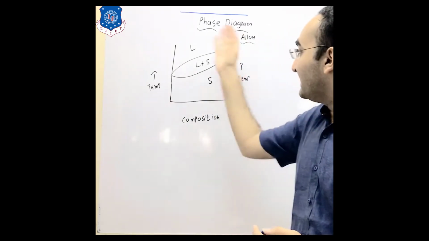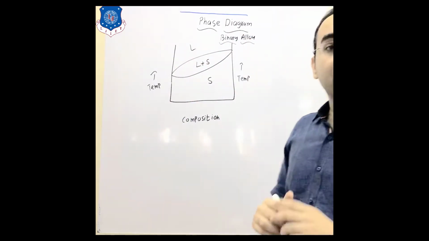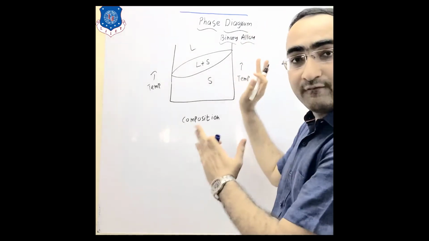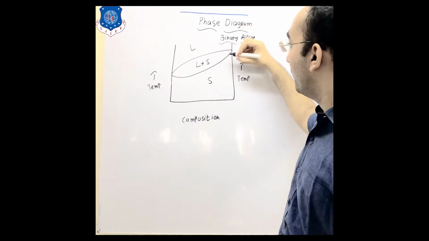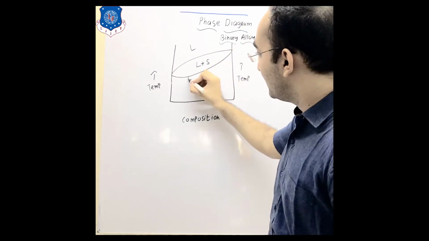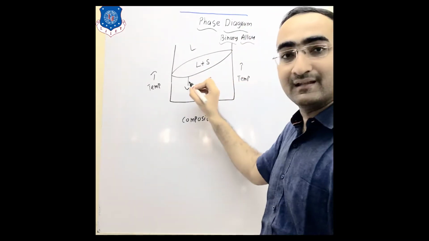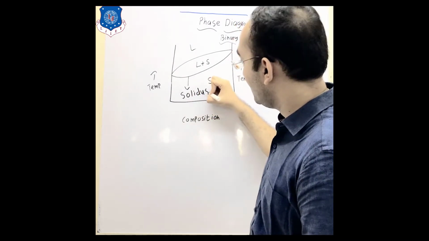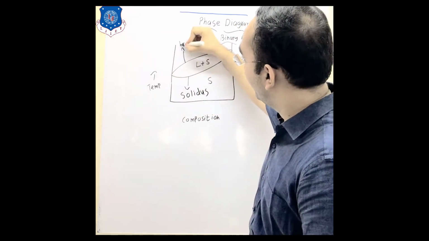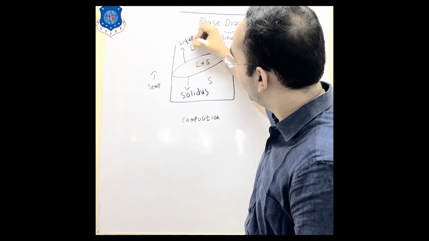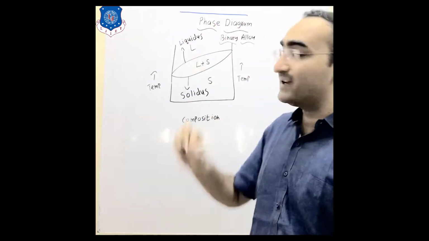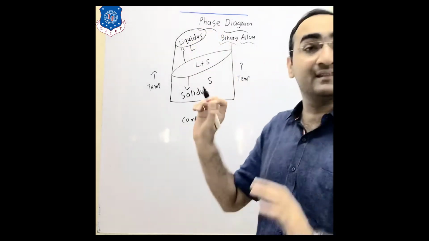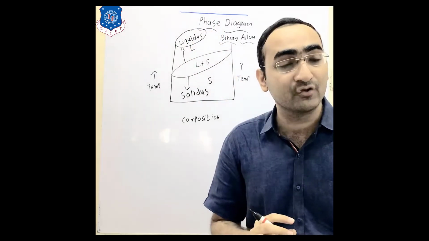Now, what is the importance of this thing? These are the things. The simple phase diagram, as I have shown you. Over here, this line is known as a solidus line, whereas this line is known as a liquidus line. Solidus and liquidus line. What does this liquidus line indicate? The definition goes like this.